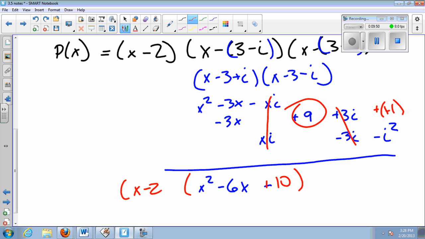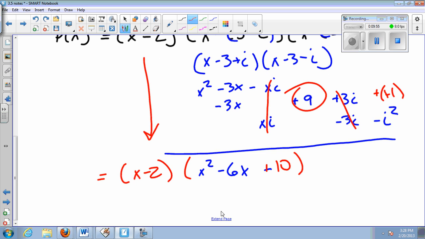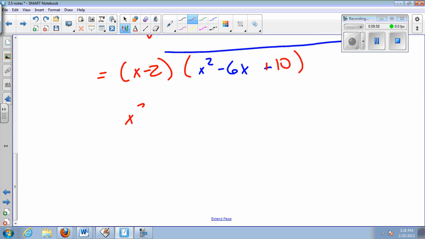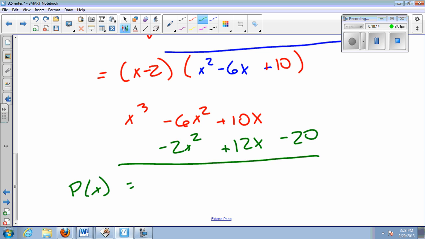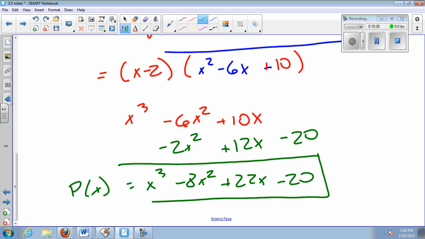Now we're going to bring down our linear factor, x minus 2. Multiply this out. We get x cubed minus 6x squared plus 10x minus 2x squared plus 12x minus 20. So if we combine all of our terms, we get p of x equals x cubed minus 8x squared plus 22x minus 20. And this is our answer.